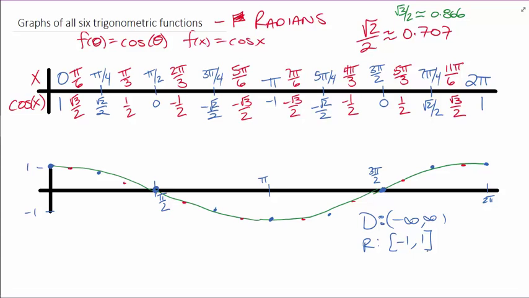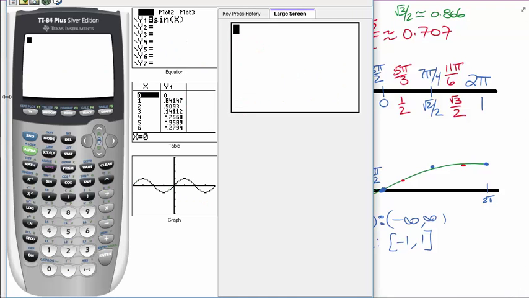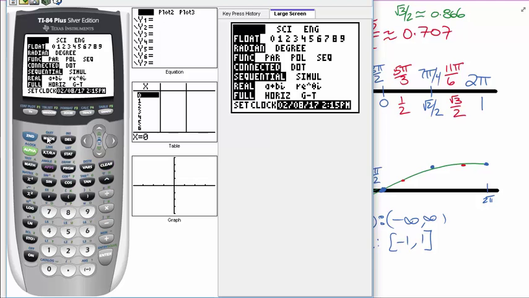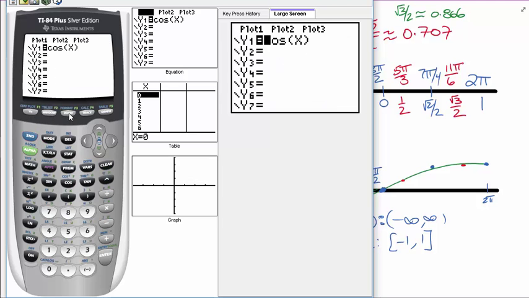We're going to take a look at this in a couple other windows. First, we're going to go to our calculator. We're going to graph y equals the cosine of x. It's important to note we need to make sure we are in radian mode, which we currently are. So we're going to graph cosine of x.